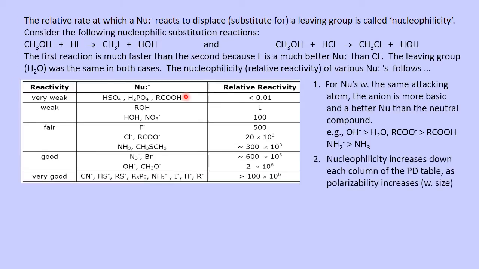rule here. Nucleophilicity increases down each column of the periodic table as polarizability increases with size. I'll explain polarizability on the next slide. Let's just talk about size for now. So here's a group: fluoride, chloride, bromide, and iodide, the group 7A anions. And fluoride is a fair nucleophile, chloride is better, bromide is better still, it's good, and iodide is very good. So as you proceed down any of the groups in the periodic table, nucleophilicity increases with size.